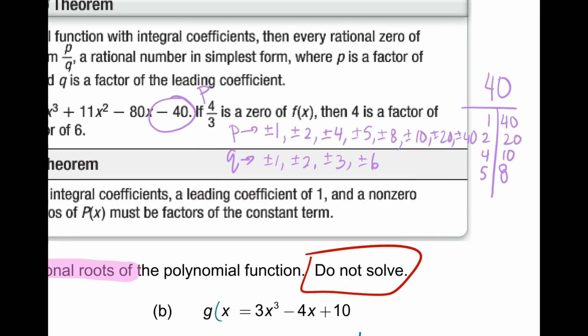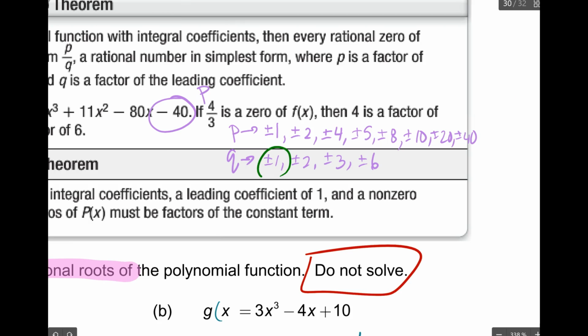I'm going to take every single factor of the 40 and divide by all the factors of Q. The first one, if I divide everything by 1, I'll just get all the numbers that I originally had. I can list it up here because I'm running out of room. P over Q will be plus or minus 1, 2, 4, 5, 8, 10, 20, 40.